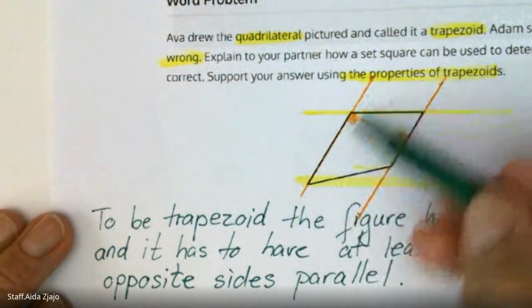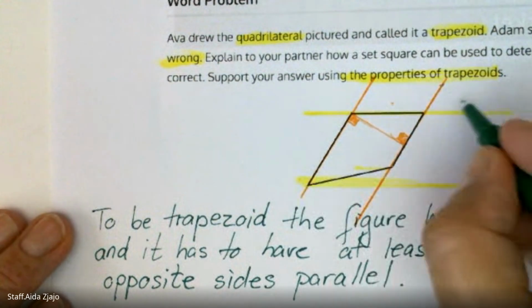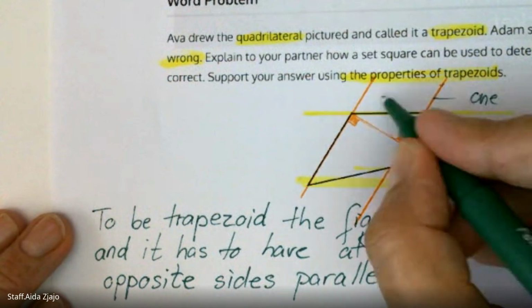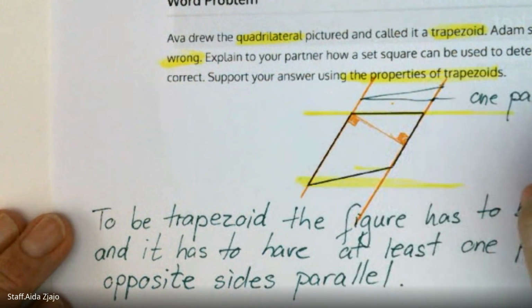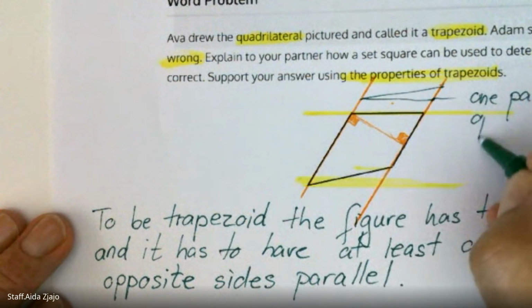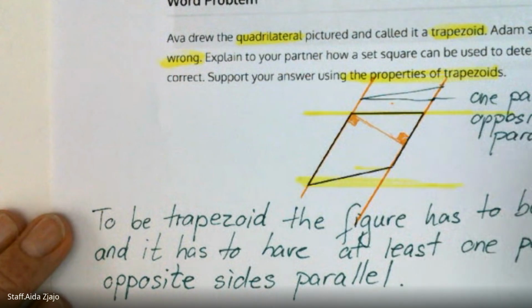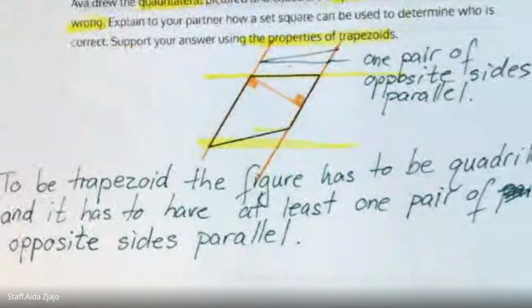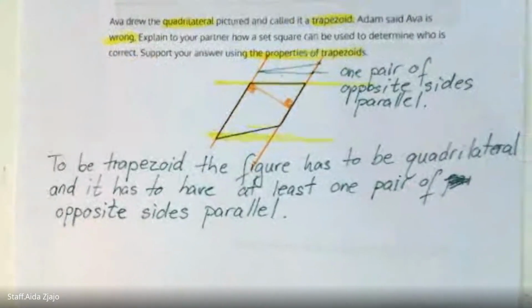So this and this are opposite and they are parallel. So this one is one pair. This and this are one pair of opposite sides parallel. Okay, I think that pretty much covers this.